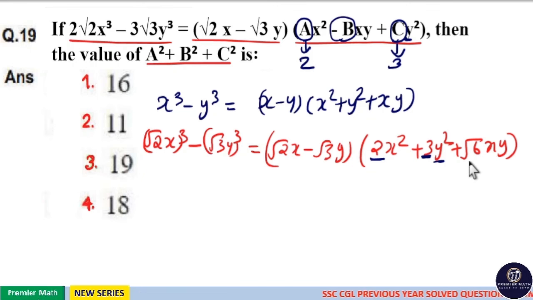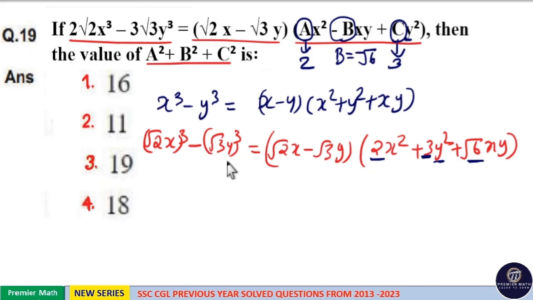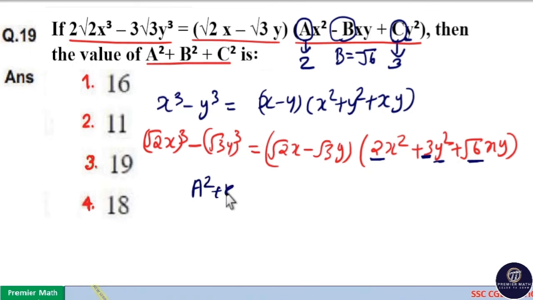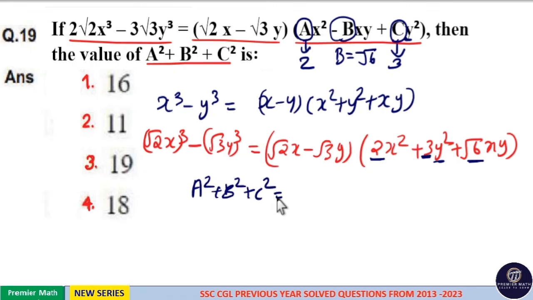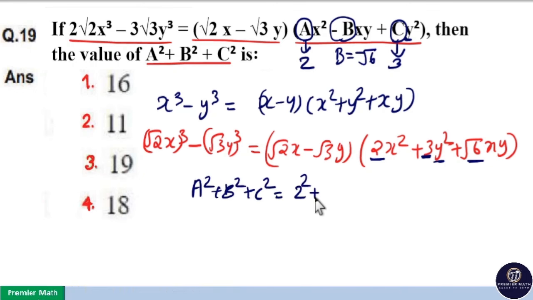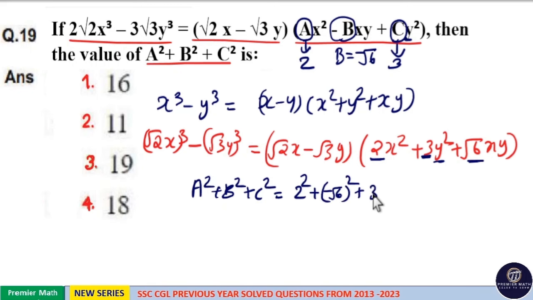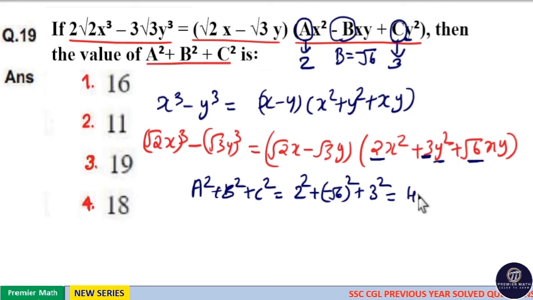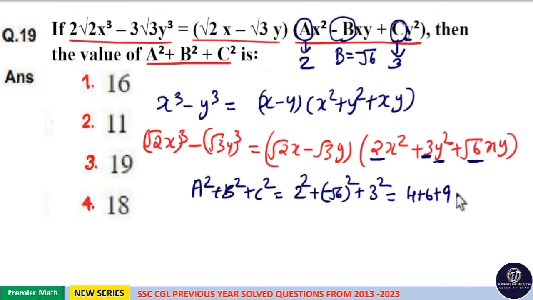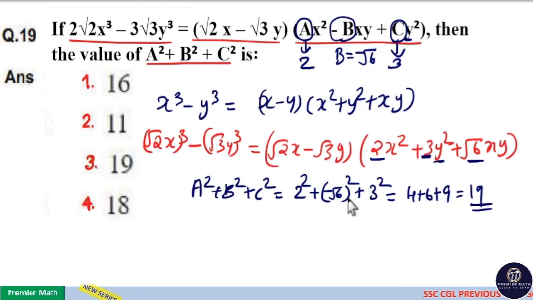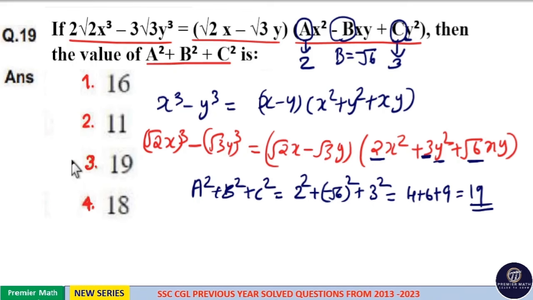And here the xy coefficient is 6. So minus b is equal to root 6, which means b is equal to minus root 6. Now a square plus b square plus c square is equal to 2 square plus minus root 6 the whole square plus 3 square, which is equal to 4 plus 6 plus 9, that is 19. So option 3 is your answer.